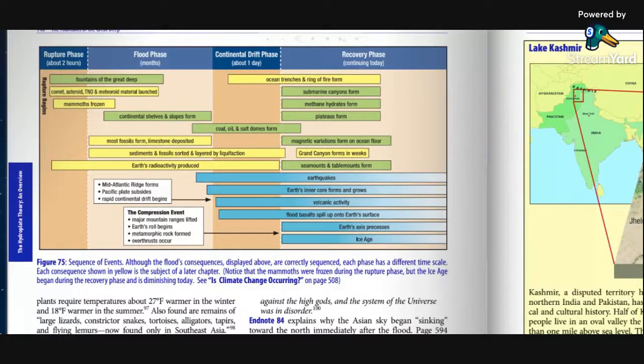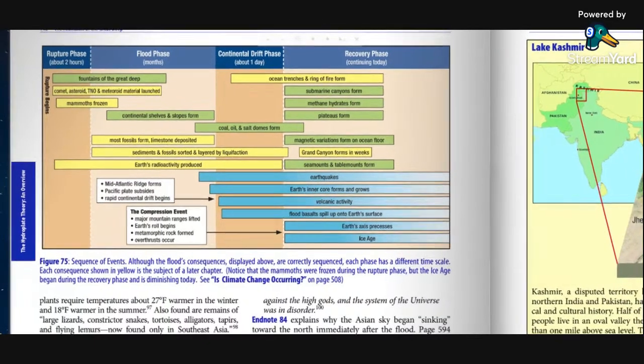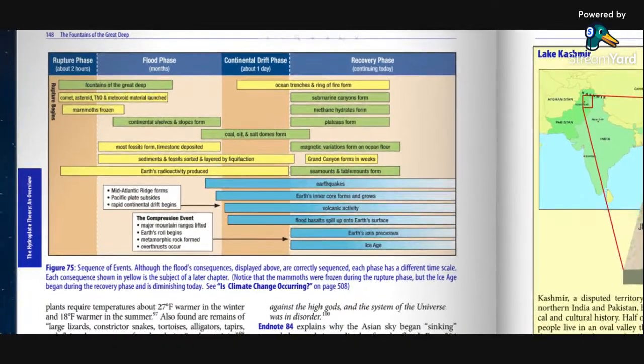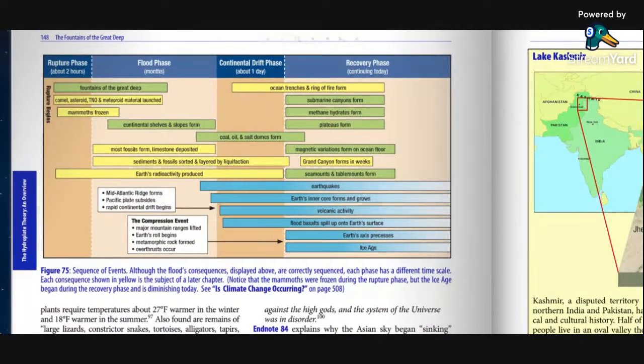Then we go on to the continental drift phase, where the ocean trenches and ring of fire are formed. Continents start moving. And he says that's about 1 day. They drift for about a day, and then they have the compression event for about an hour to build the mountains. And then the coal, oil, and salt domes are still forming. And then the sediments and fossils are sorted and layered by liquefaction. That's still going on. Earth's radioactivity is still being produced. And then we have earthquakes. Earth's inner core forms and grows. Volcanic activity. Flood basalt spills up onto Earth's surface.